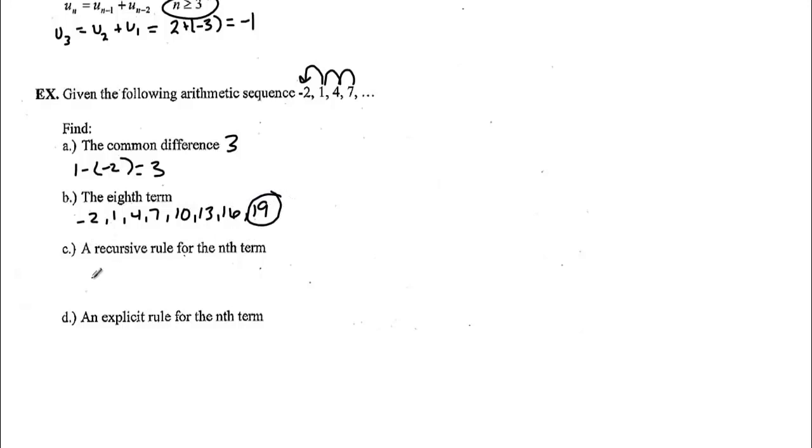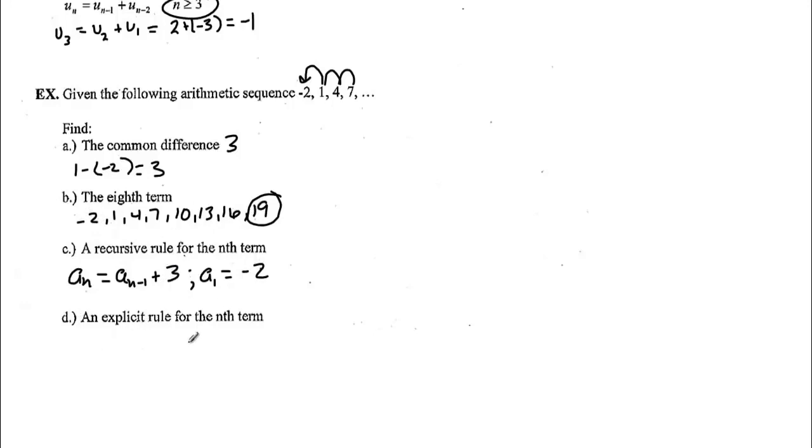A recursive rule for the nth term would be a sub n equals a sub n minus 1 plus 3. So if you want the third one, take the second one and add 3. But we have to know where to start: a sub 1 equals -2. Just adding 3 is not going to get this sequence, but if I tell you what I start with and then add 3, then we can find this exact one.